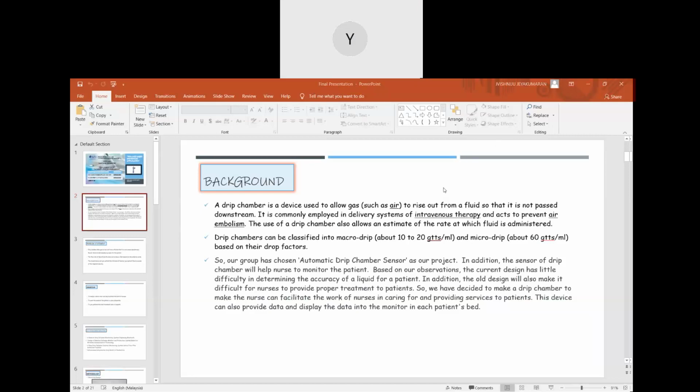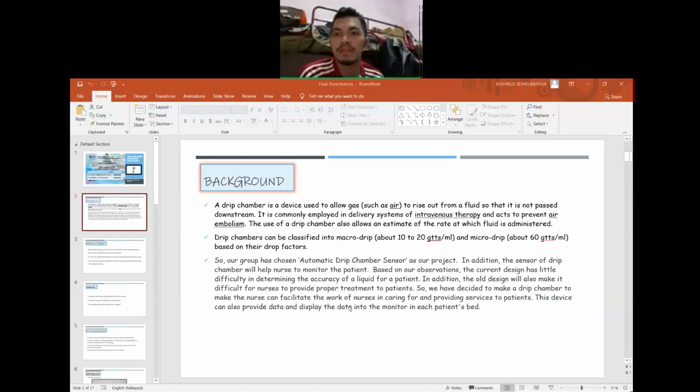Next is the background. The drip chamber is a device used to allow gas such as air to rise out from the fluid so that it is not passed downstream. It's commonly employed in the delivery system of intravenous therapy and acts to prevent air embolism. The use of a drip chamber also allows an estimate of the rate at which fluid is administered.